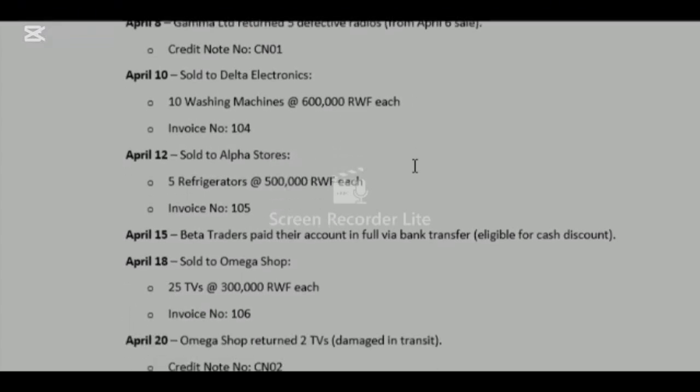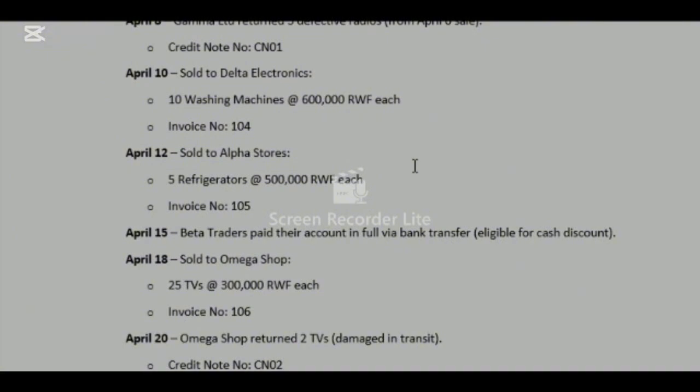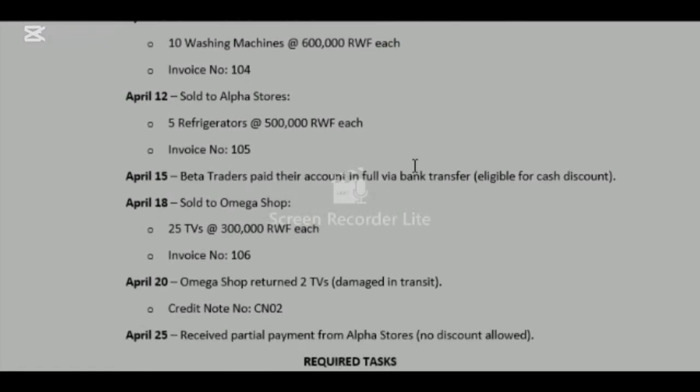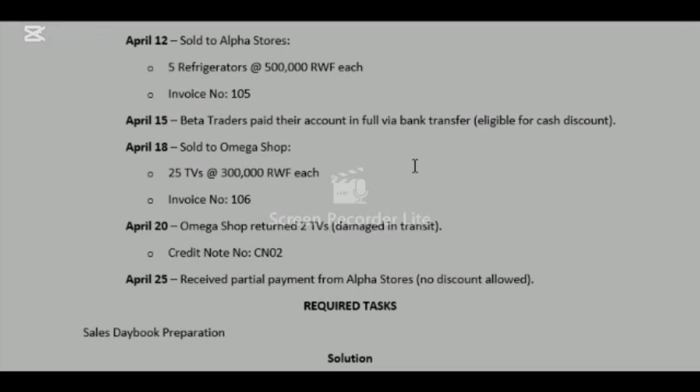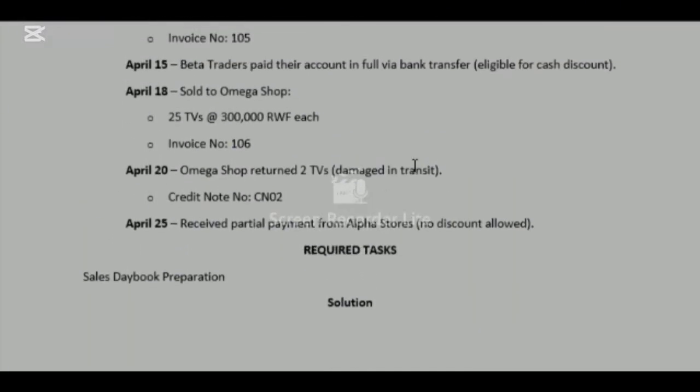On April 10, sold to Delta Electronics 10 washing machines at 600,000 each with that invoice. On April 12, sold to Alpha Stores 5 refrigerators at 500,000 each with that invoice. On April 15, Beta Traders paid their account in full via bank transfer, eligible for cash discount. This means Beta Traders paid within the 10 days that Kigali Distributor allows for cash discount, so Beta Traders are allowed that cash discount of 10%.